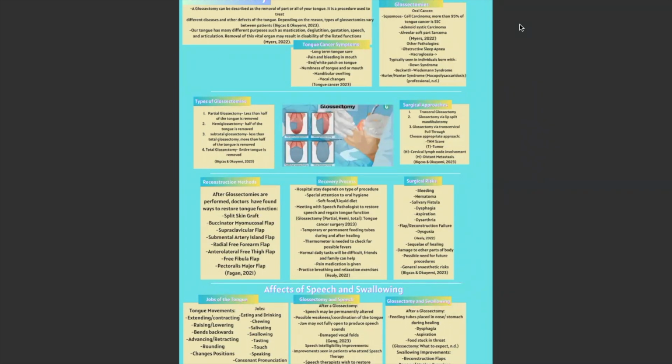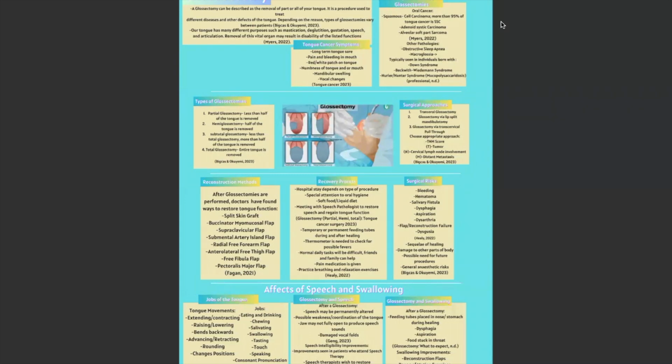A final reason I will mention that results in glossectomies is macroglossia, which means that an individual has an abnormally large tongue. Typically, this is seen in individuals born with Down syndrome, which is when a person is born with an extra chromosome. Another individual that can have macroglossia is someone who has Beckwith-Wiedemann syndrome, which is a growth disorder. Or they can have Hurler-Hunter syndrome, which is when they can't digest sugar, so undigested sugar molecules affect other body organs, possibly the tongue.